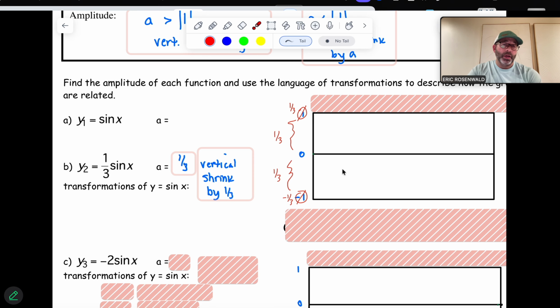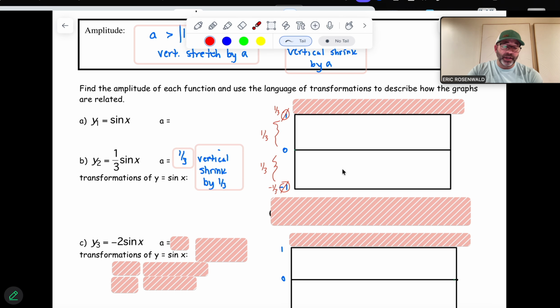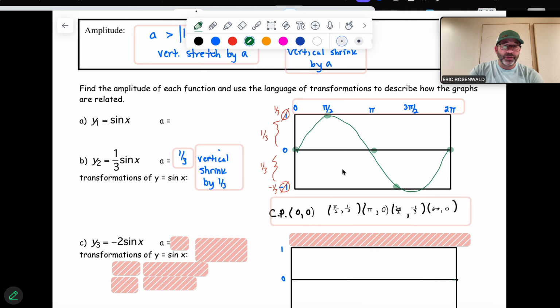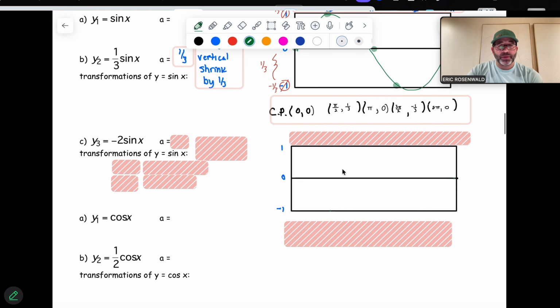Okay. Didn't move side to side at all, so it still is exactly where it was before. And as far as the graph, it's a sine curve, so it still has all these values where it normally does. And we're going to go ahead and connect those up. Go ahead now and grab those 5 critical points. And you've got all that you need for this picture. Okay? Let's go on to the next one here.